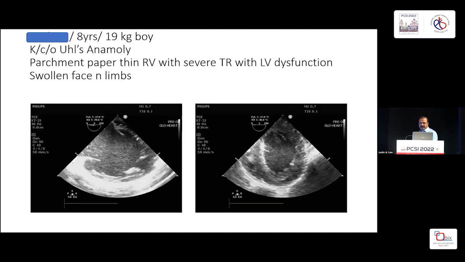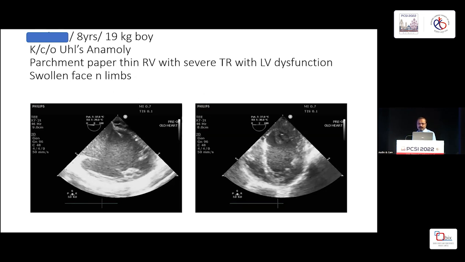So we had this patient, an 8-year-old, 19 kg boy, a known case of Ebstein's anomaly with a parchment paper-like thin right ventricle. There was non-coaptation of the tricuspid leaflet, severe TR. His RA and RV were dilated. IVC was dilated. He had a swollen face and limbs. In addition to this, he had a significant LV dysfunction.